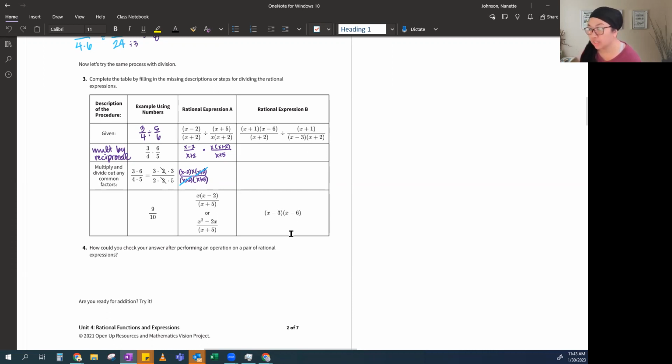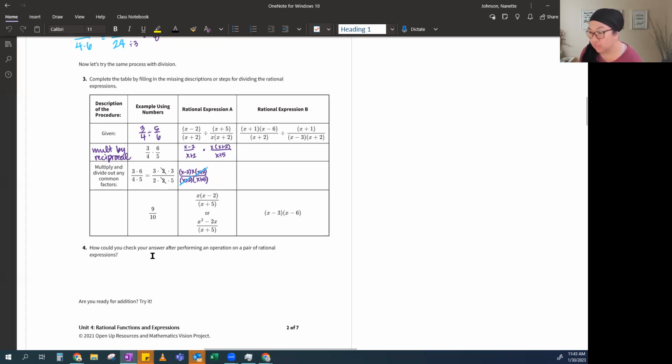Ms. Johnson, where'd the fraction go? The fraction technically is still there. You can put it divided by 1, right? What you're saying is my denominator, they were all factored out, right? They were all common factored out.